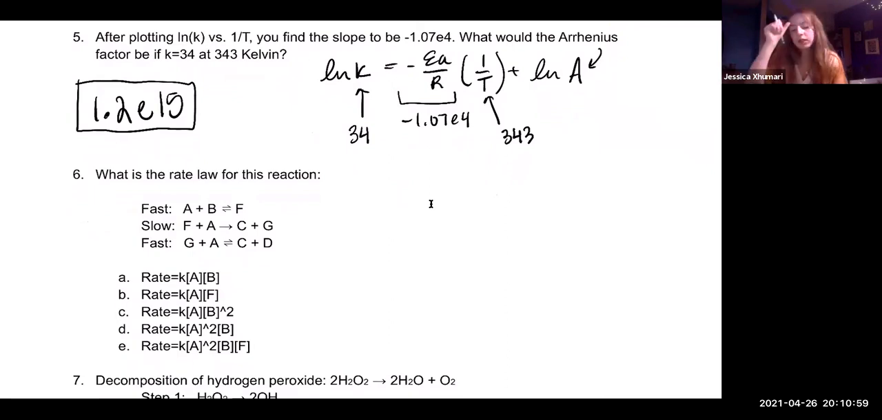Okay, let me know if there's any questions on number 5, and I can walk through the math if you guys want.